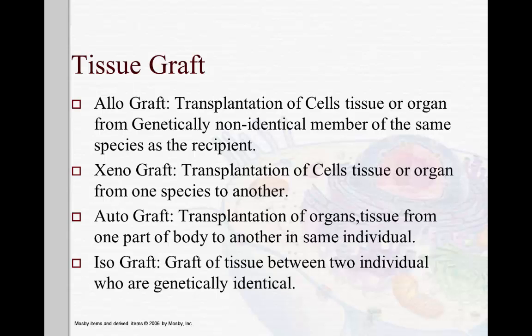Allograft will be between two humans, when you receive a heart, when you receive a liver, etc. So allograft, when you receive an organ from another human. Xenograft, when you receive an organ from another species, which is an animal. Autograft, when you transplant a part of your body into yourself. And isograft will be between twins.